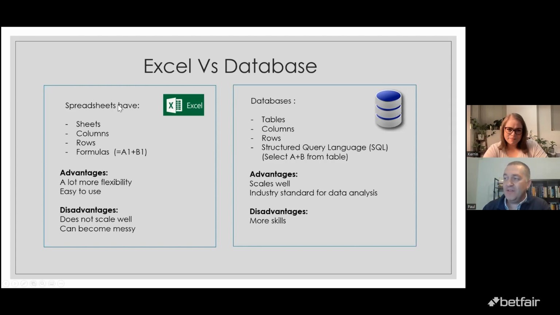If you have a look at this, you've got sheets in Excel. Essentially, a sheet is like a table. You've got columns of data, which are also called columns in databases. You've got rows of data, called rows in a database. It's really easy to take the terminology from one to the other.